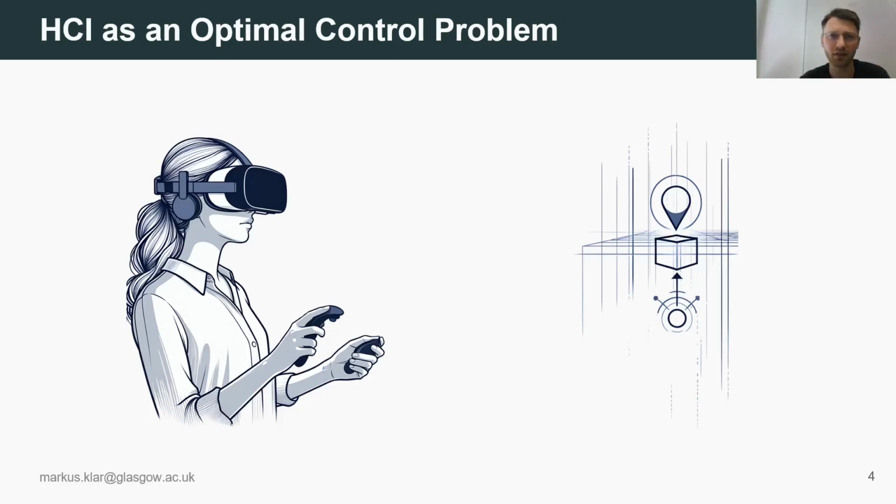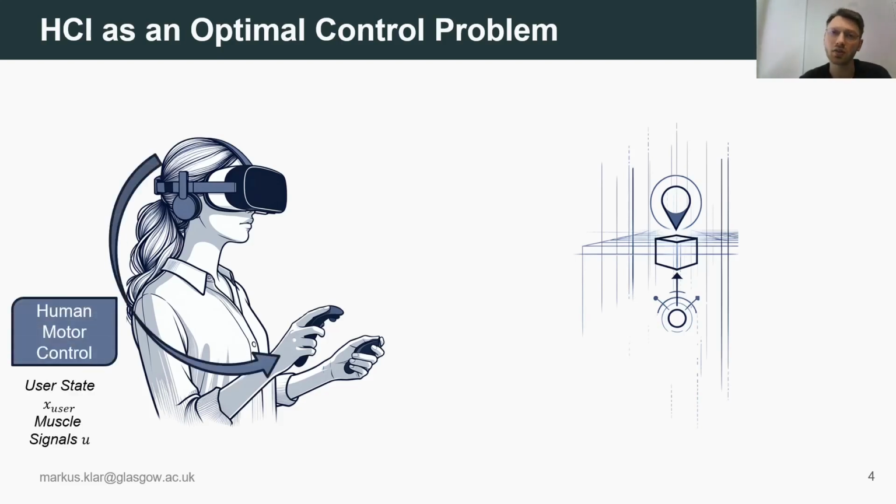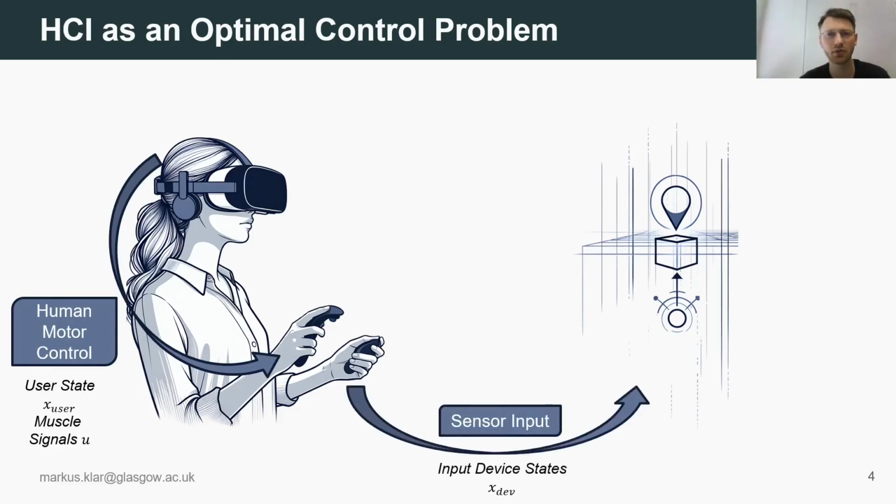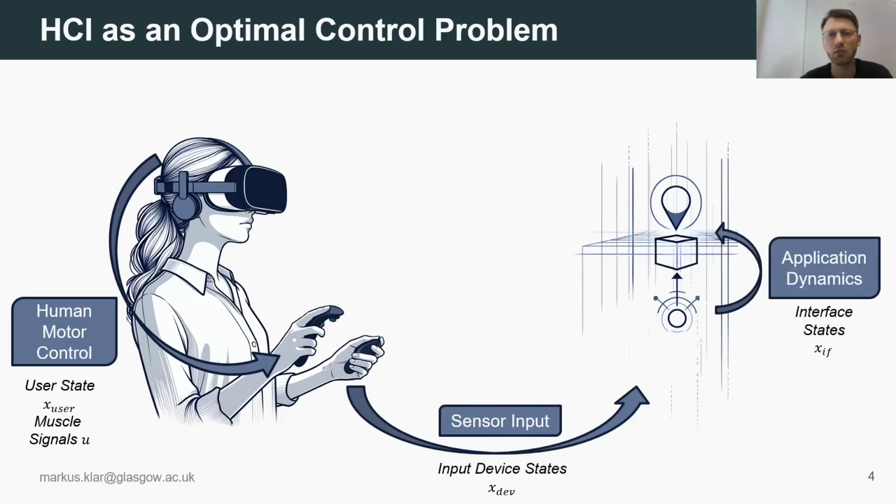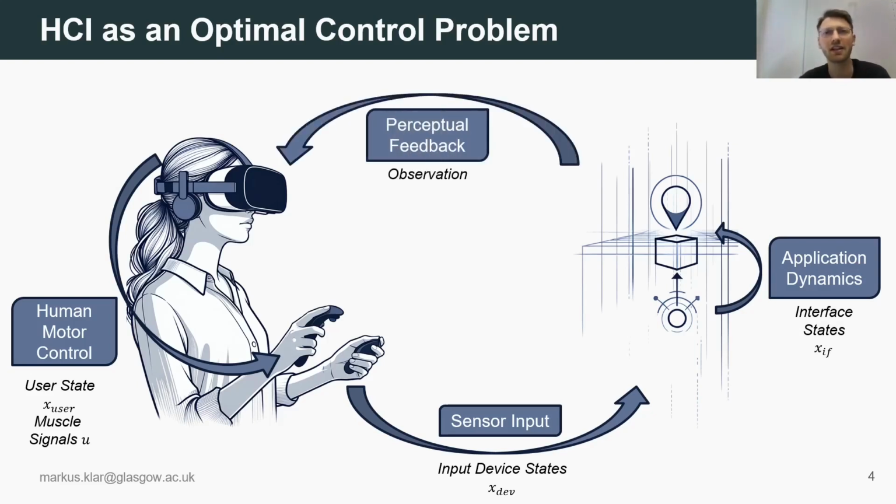So when the user on the left tries to control this virtual object on the right by moving the VR controller, they choose muscle control signals to move their body. This movement is then sensed and transferred to the system by the input device. There, it moves the virtual objects, depending on the interaction technique that is applied. This movement is finally sent back to the user through, for example, the head-mounted display.